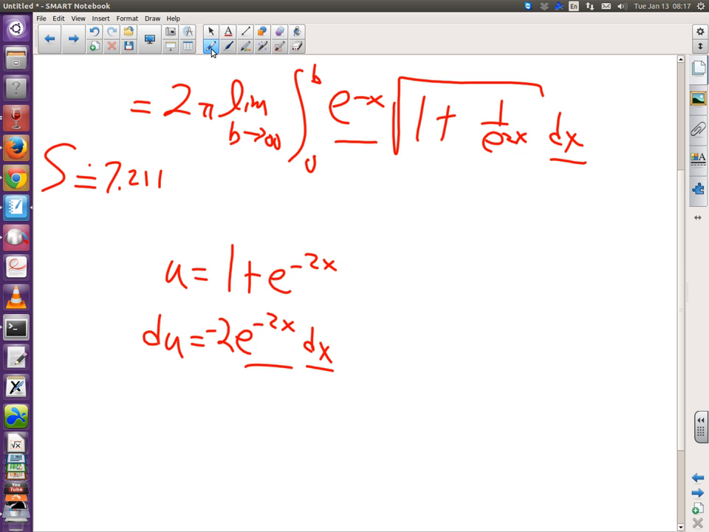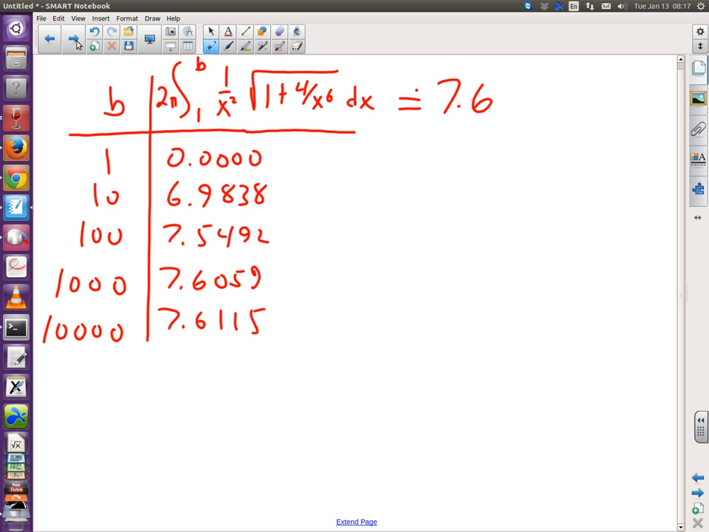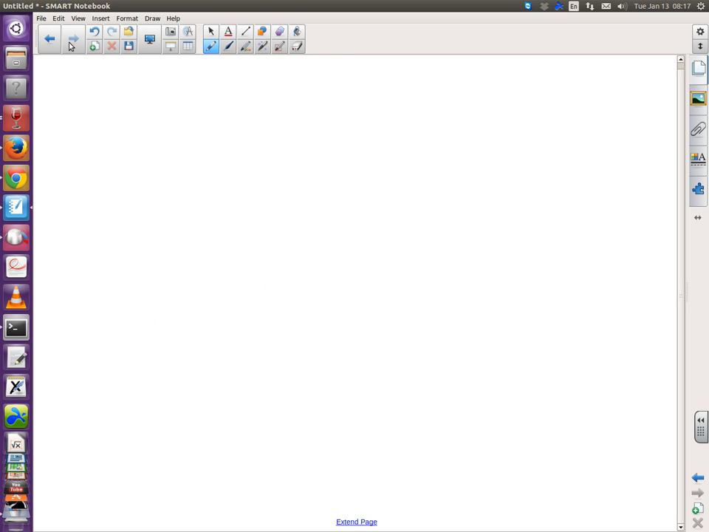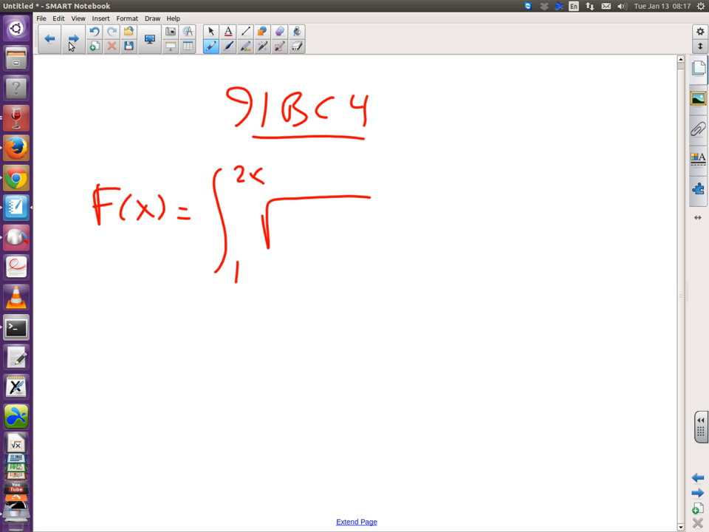Right. All right, how about this one? This is 91 BC4. It says cap F is this integral expression. Can you get the arc length from 1 to 2 of that curve? If you were to graph this curve, that's a 2x up there. How do you get the arc length? Well, first you need the derivative. So what's cap F prime?